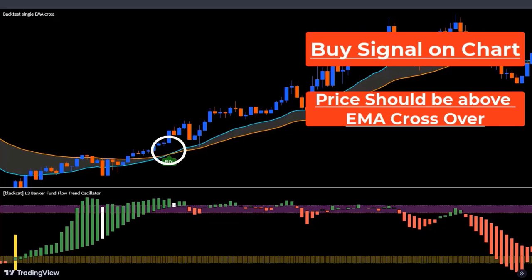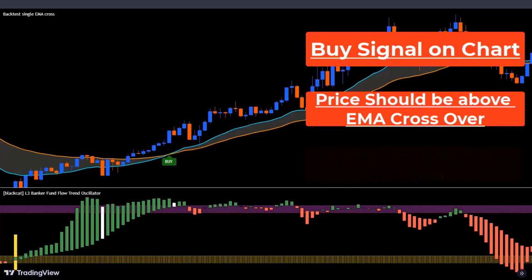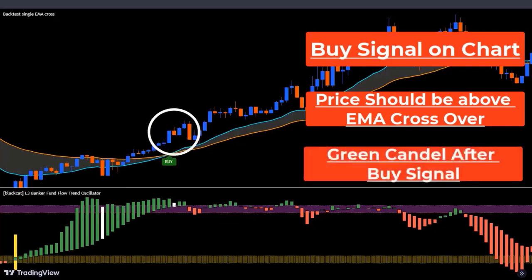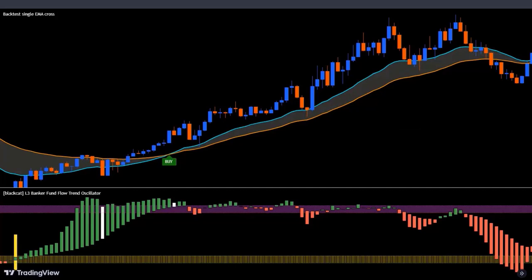In this case, we can see that there are two EMA lines on the chart, a pink line and a blue line. The price needs to be above both of these lines for us to consider a buy trade. Once we've confirmed these two conditions, we need to look for a positive candle to appear on the chart. It's not necessary for the candle to appear immediately after the buy signal. It can take one or two candles to appear. But eventually, we need to see a positive candle after the buy signal.